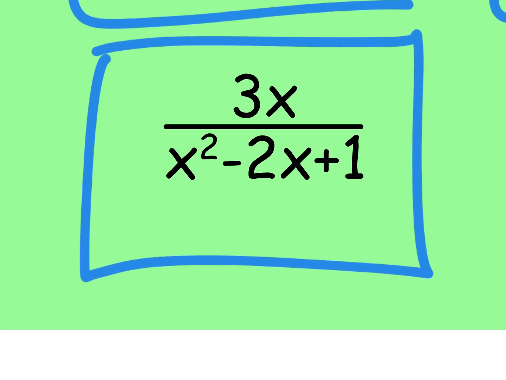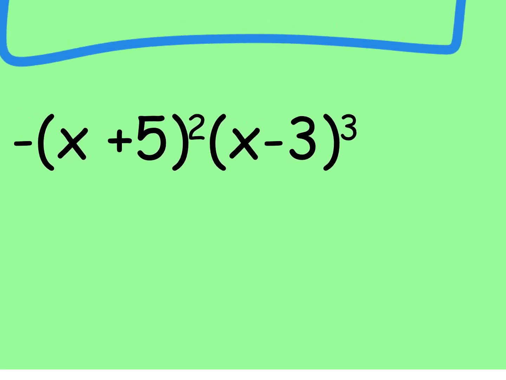If you wrote that all on one line, you would see it has a weird power, because that technically is x to the negative second, since it's on the bottom of a fraction. At a minimum, I hope you would have thought, that might not be a polynomial. It's not. How about this one?